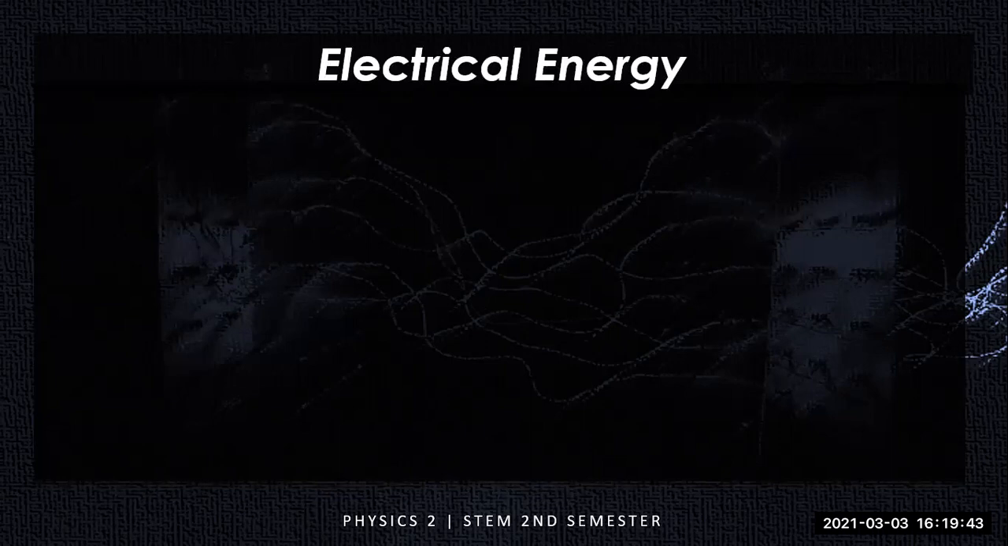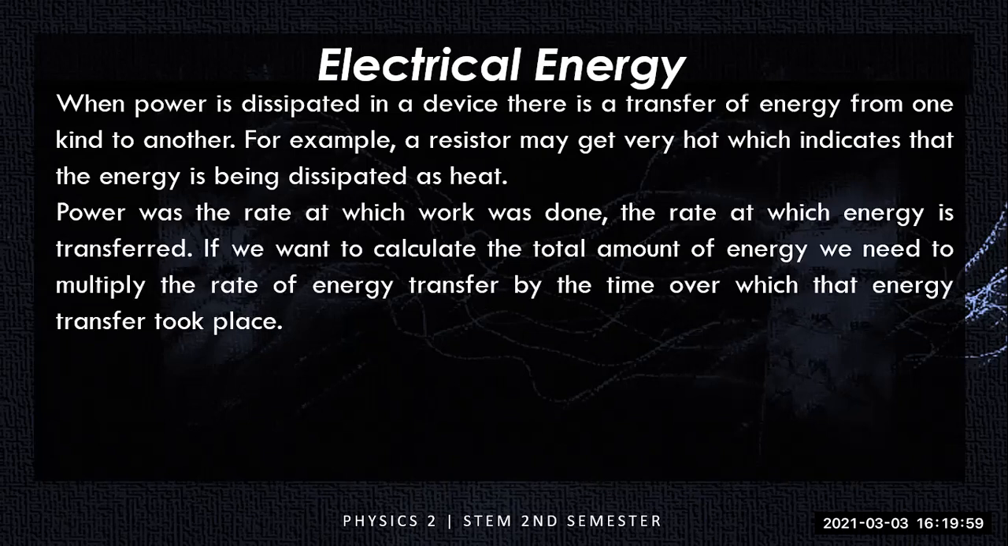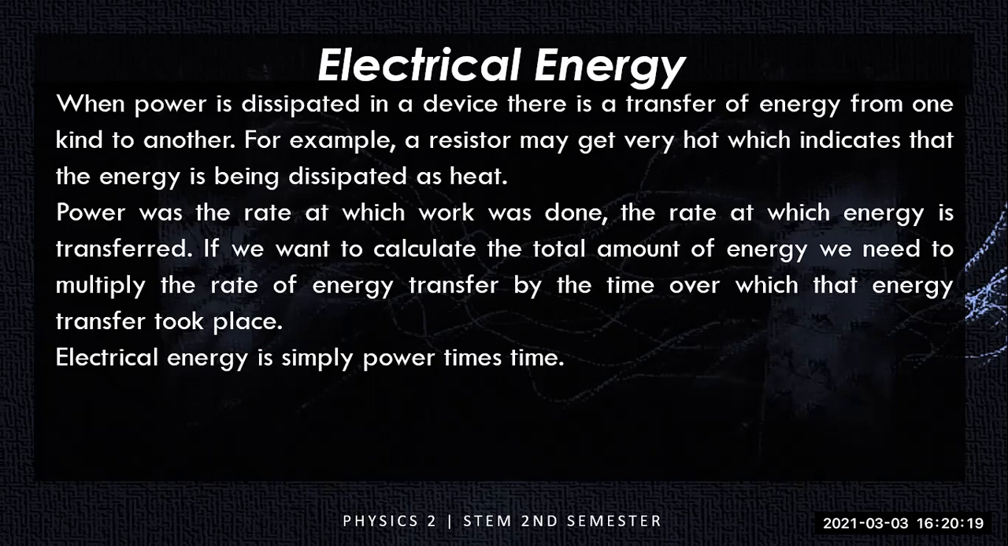Okay, next, electrical energy. Electrical energy is where a transfer of energy comes from one kind to another. So when power is dissipated, there's a transfer of energy, resulting in what we call a dissipation of heat. Power, as defined, is the rate at which work is done, meaning there's time included. It is the rate at which energy is transferred. If we want to calculate the total amount of energy, we need to multiply the rate of energy transfer by the time over which the energy transfer took place. So electrical energy is simply power times time.